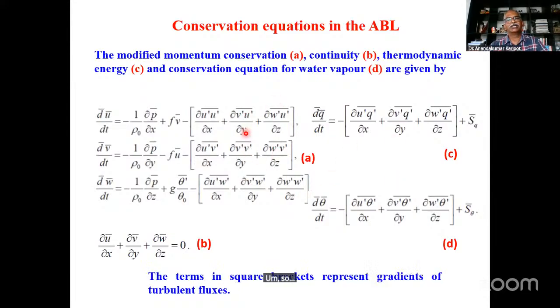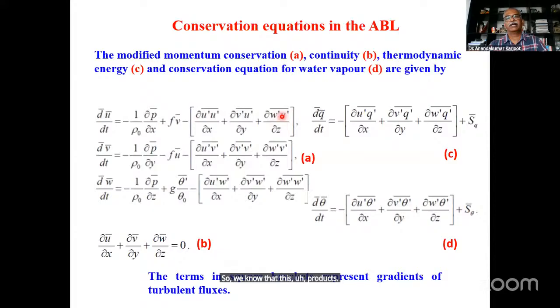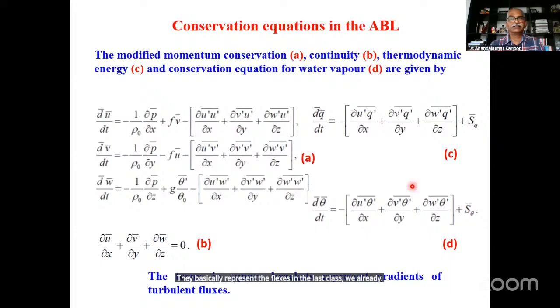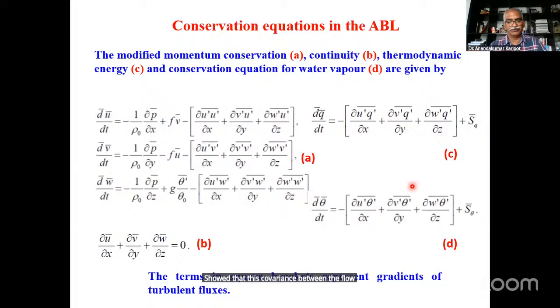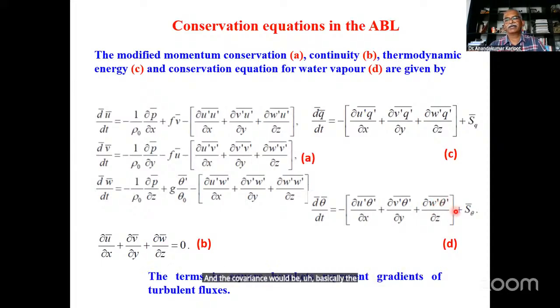So many additional terms have appeared in this equation. We know that the product of, for example, w prime u prime, or w prime q prime, or w prime theta prime, basically represents the fluxes. In the last class, we already discussed the concept of eddy fluxes, where we showed that the covariance between the flow and the quantity of interest gives us the flux. The covariance is basically the product of the fluctuations in the flow and in the quantity of interest. Heat flux is, for example, w prime theta prime, and momentum flux is w prime u prime, like that.